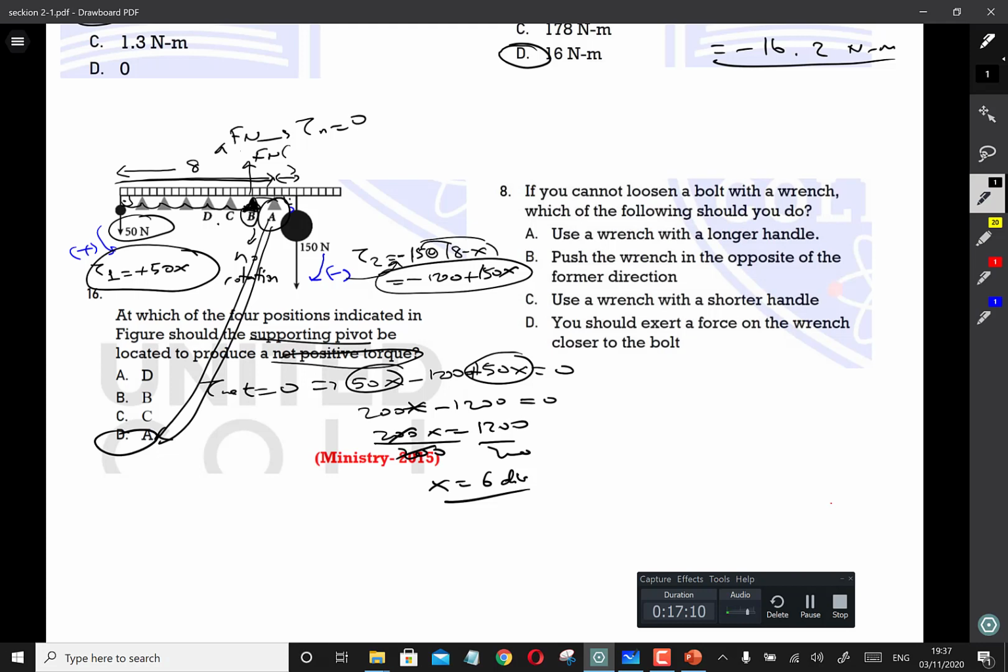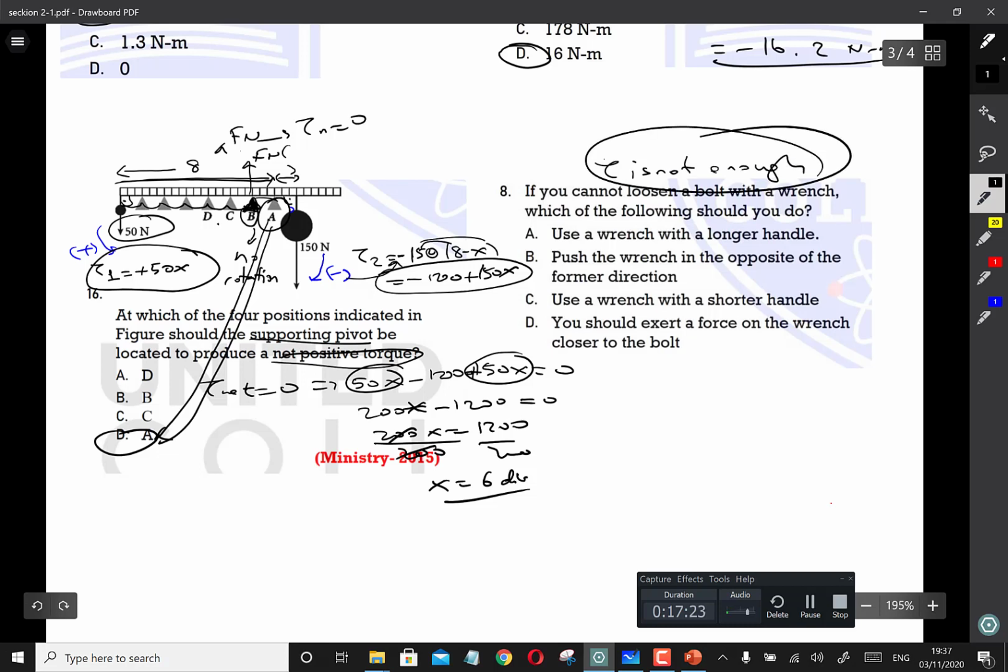And question number 8: if you cannot loosen a bolt with a wrench, which means your torque is not enough. If it is not enough, what does it mean? You should increase the torque. How can you increase the torque? According to F d sine theta, you can increase the force, or you can increase the length or the distance. Use a wrench with a longer handle. This is correct. If you make it longer, d increases, so torque increases.